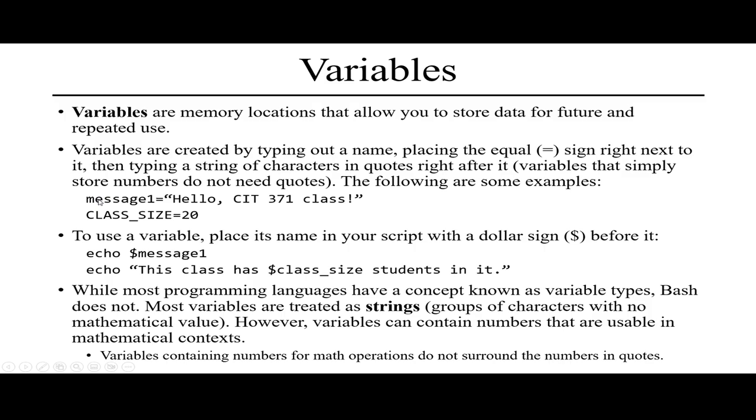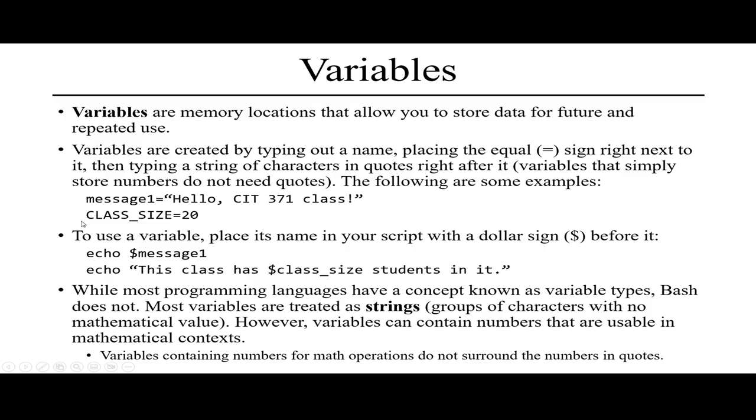So I have a variable here. It's called message1. So it's just going to be a message. Message1, no spaces in between the equal sign and the variable name, and then there's no space between the value in the variable and the equal sign. So you type message1 equal sign and then this message hello CIT371 class. Note that there's no space here. That's going to be very important for you to know in your lab.